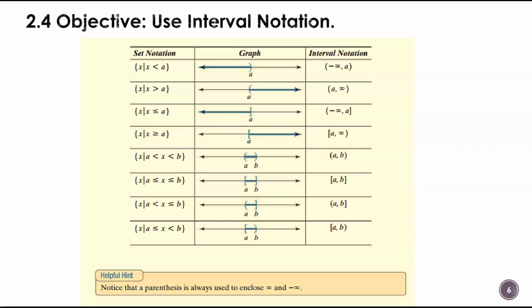So you might want to pause here and just look through this information. This is from the textbook, and so it's right there in your textbook if you want to look at more.